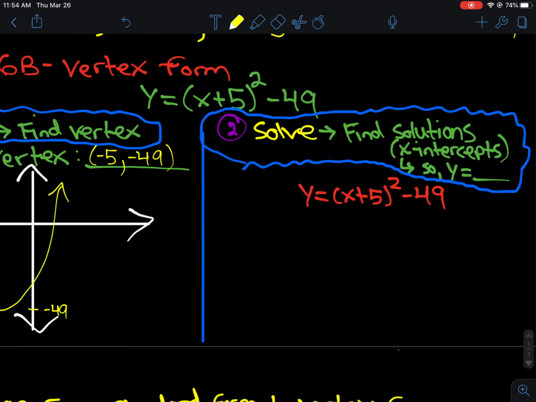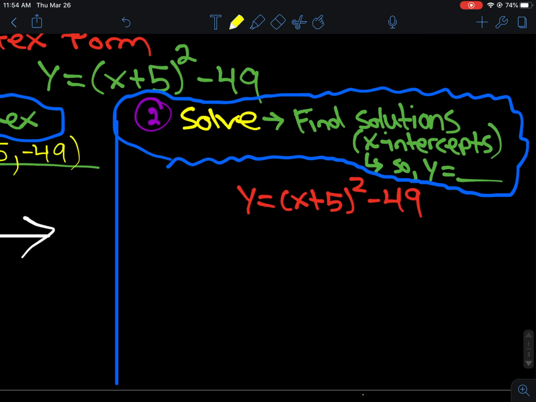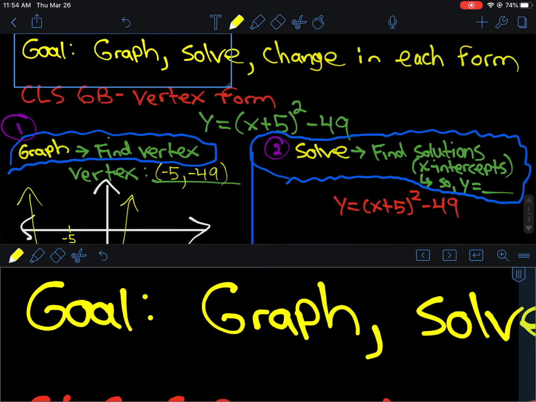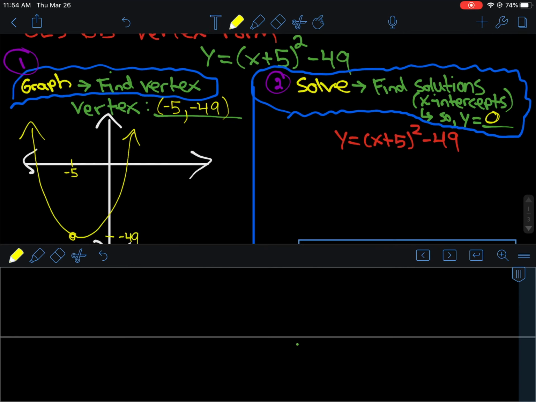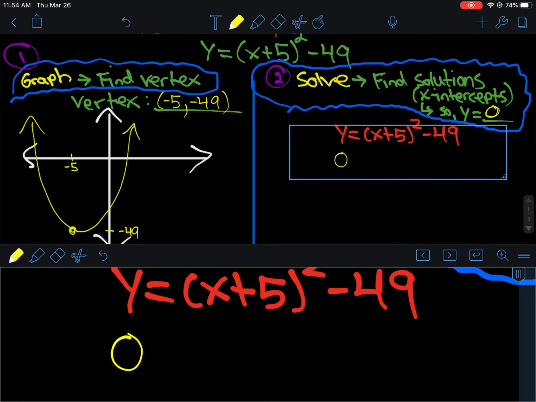Then we moved into solving. We spent a day or two on this. Whenever we solve a quadratic, remember, we have to find solutions. Those are x-intercepts. Just remember, whenever we find an x-intercept, y is 0. That gives us the ability to solve this now. So we make y 0, so I get 0 equals (x plus 5) squared minus 49.